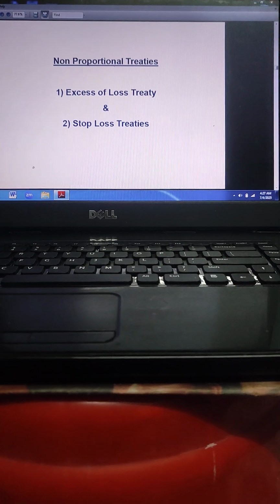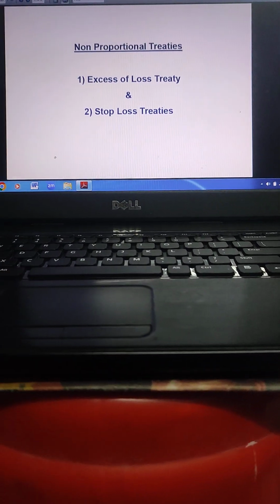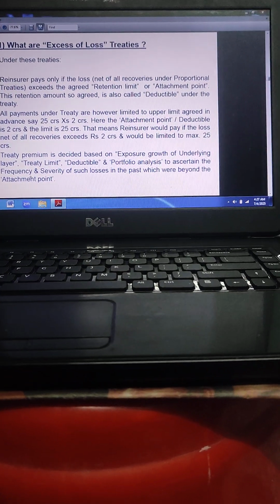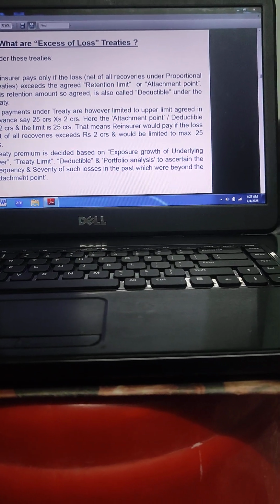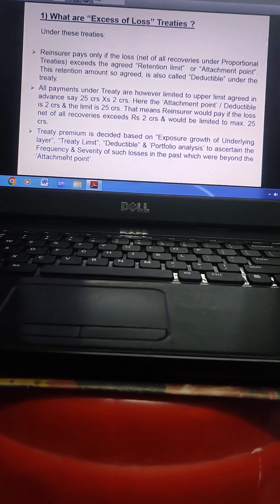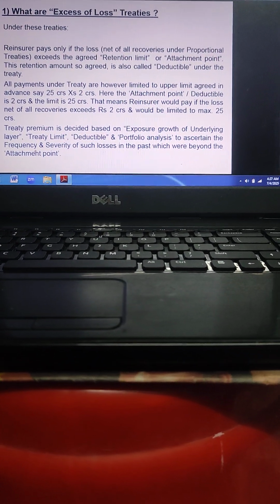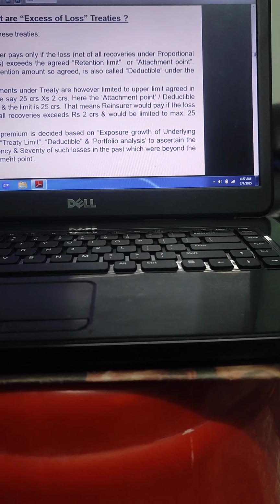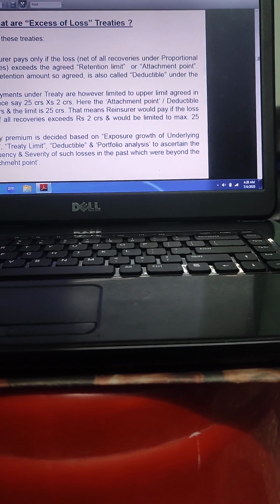Then come the non-proportional treaties like the excess of loss treaty and stop loss treaties. Excess of loss treaty means that under these treaties, reinsurers pay only if the loss, net of all recoveries under proportional treaties, exceeds the agreed retention limit or attachment point. This agreed retention amount is also called the deductible under the treaty.